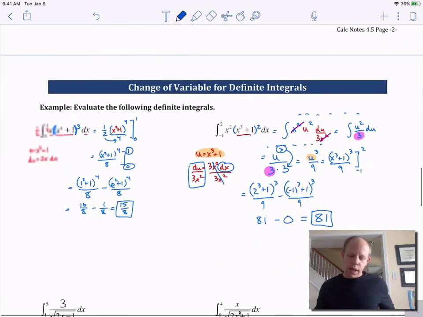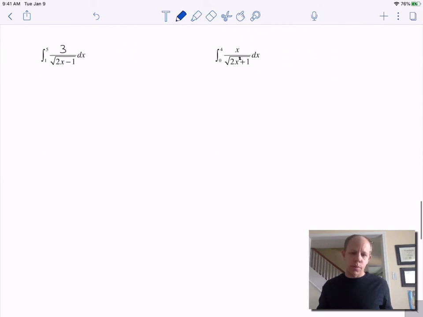All right, so that's where we can actually use U-substitution instead of the multiplying and dividing. Let's try a couple more examples here.